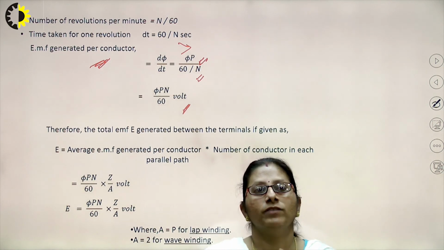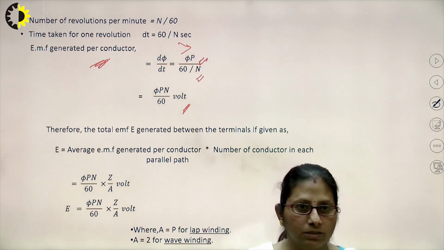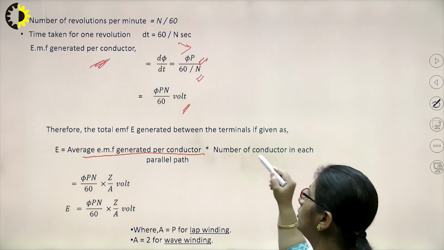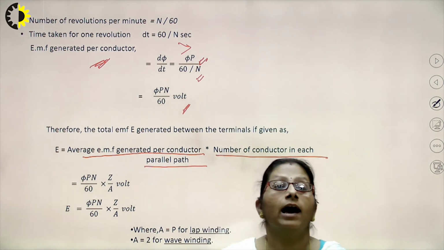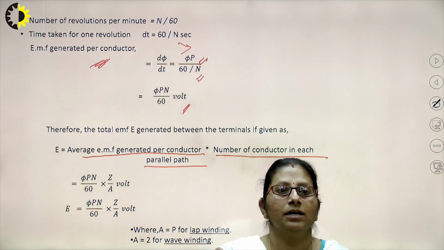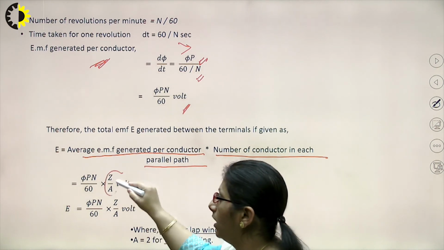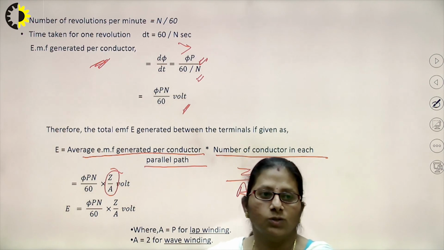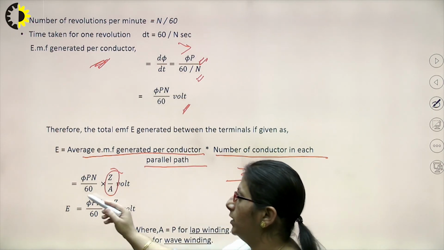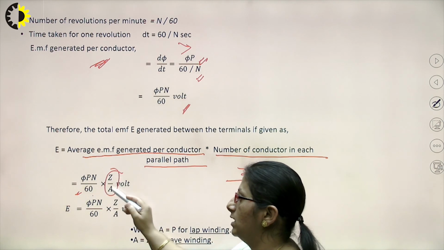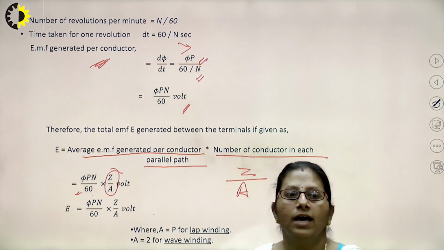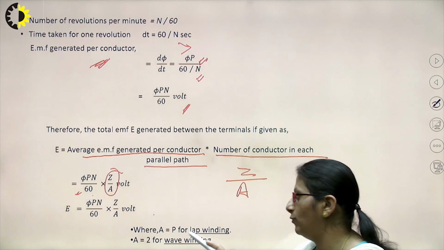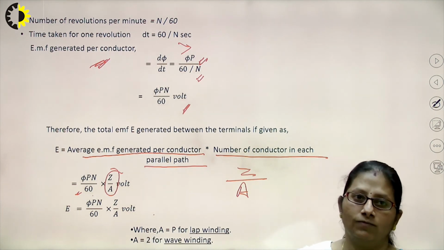If I want the total EMF generated between the terminals, E is the average EMF generated per conductor multiplied by the number of conductors in each parallel path. How many conductors are in series in a single parallel path? That is Z by A, since the total number of conductors is Z and the number of parallel paths is A. So that becomes phi P N by 60 into Z by A. The total induced EMF is phi P N Z by 60 A, where A equals P for lap winding and A equals 2 for wave winding.